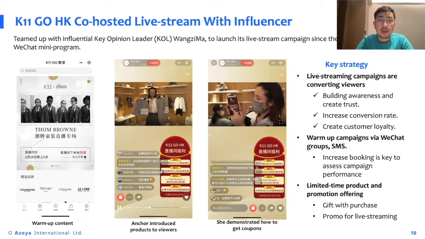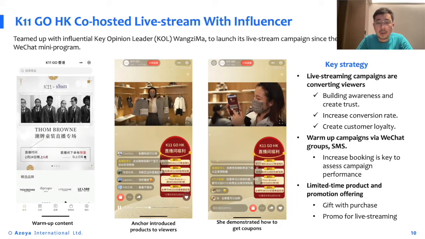K11 Go Hong Kong co-hosts live stream campaigns with influencers from Little Red Book, Weibo, and other social media platforms, so that each campaign has massive exposure compared to what they could have only via offline stores. The campaign creates trust with the viewers, and as you can see, the live streaming takes place offline, held by a nice and friendly anchor.